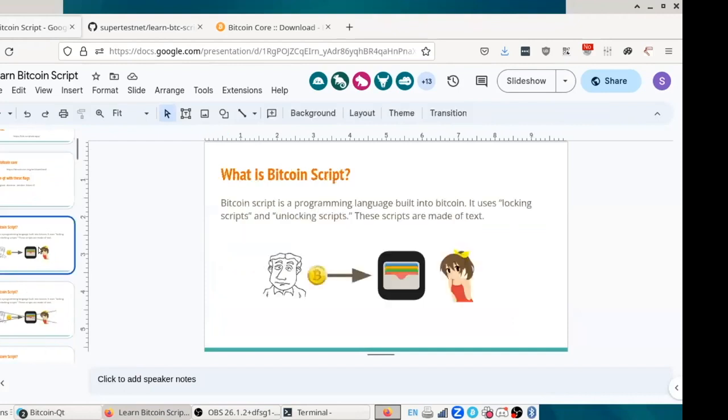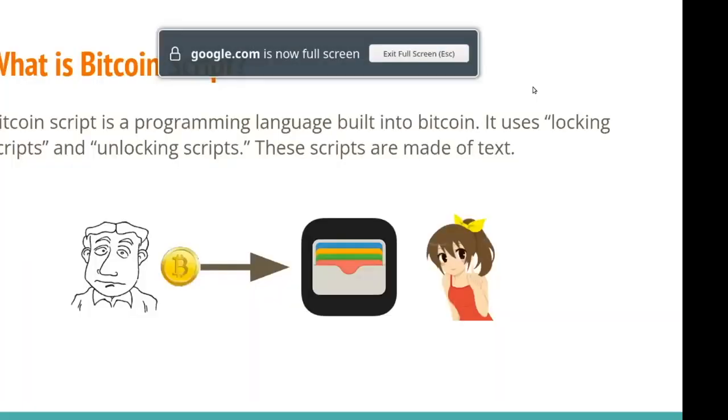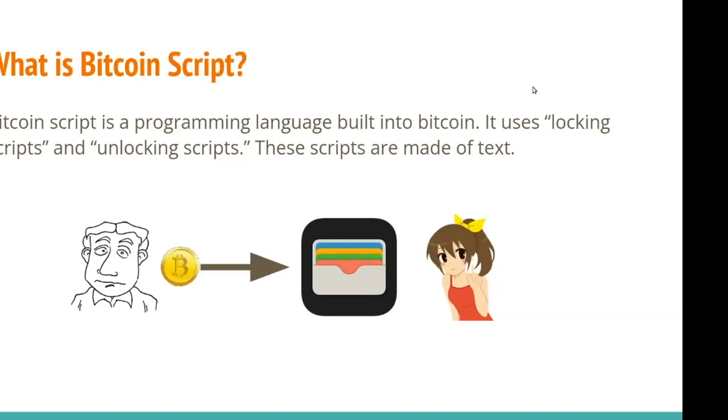I'm going to tell you a little bit about how smart contracts work in Bitcoin now. So what is Bitcoin Script? Well, Bitcoin Script is this wonderful programming language that was created by Satoshi for creating contracts in Bitcoin. It uses a concept called locking scripts and unlocking scripts to do, well, contracts. And these scripts are made of text.